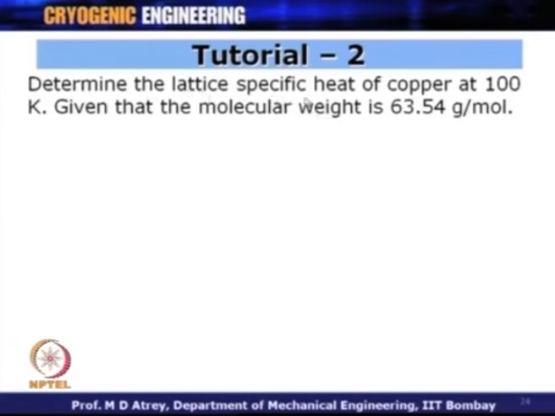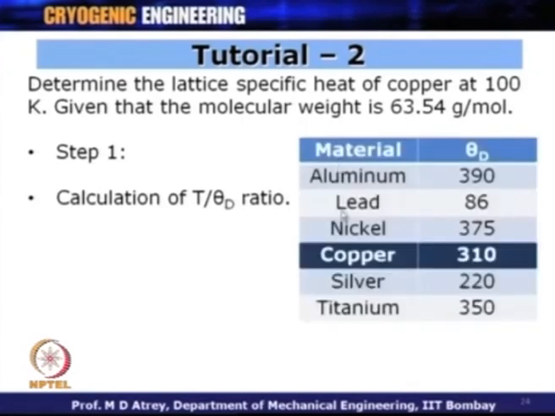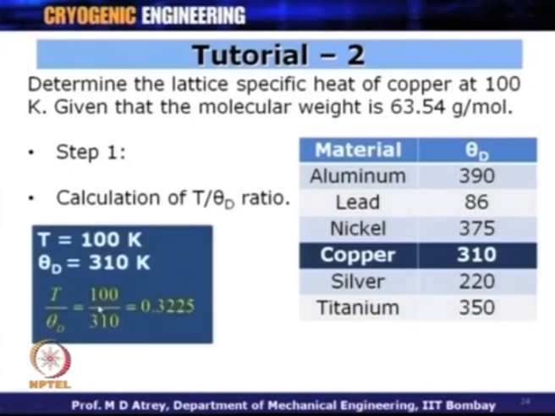Determine the lattice specific heat of copper at 100 Kelvin. So, calculate the value of Cv at 100 Kelvin for copper, given that the molecular weight of copper is 63.54 gram per mole. So, the step 1 for this is basically to get the value of T by theta d. T is known to us, which is 100 Kelvin, and theta d is a characteristic Debye temperature for copper, which from this table you can see is 310. So, T by theta d for copper is 100 upon 310, which is 0.3225.